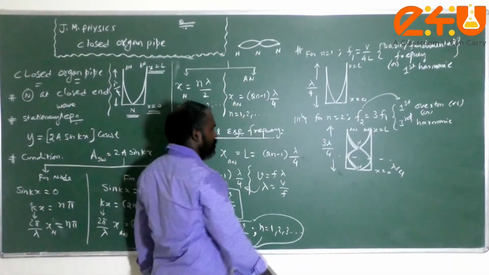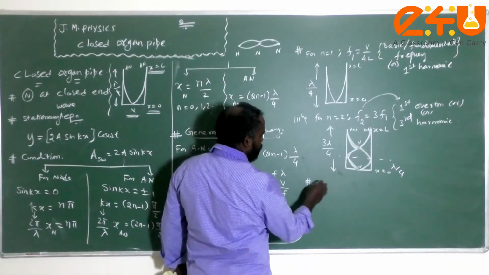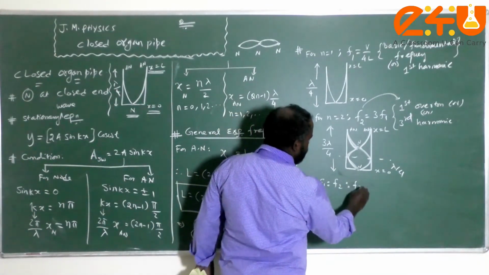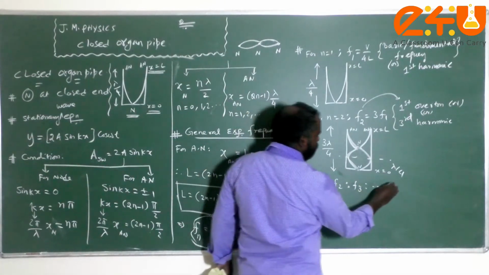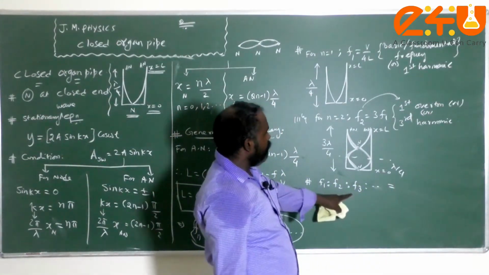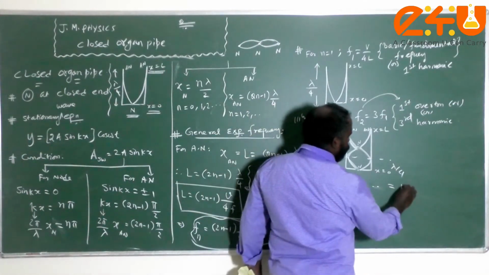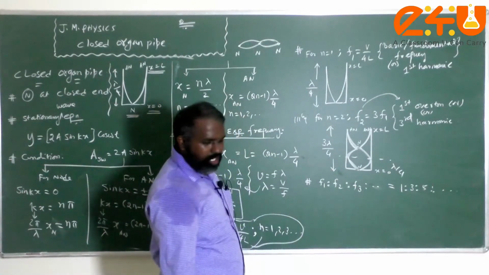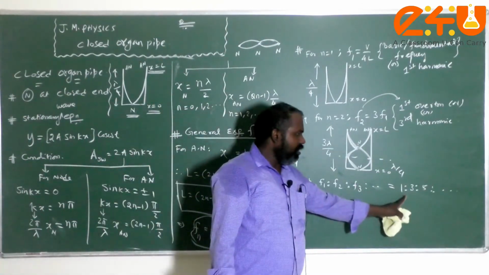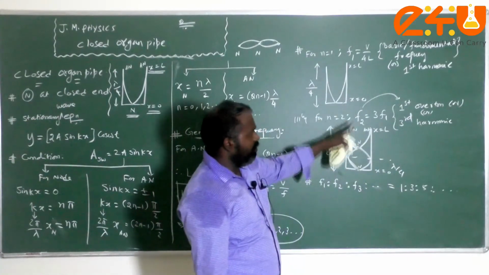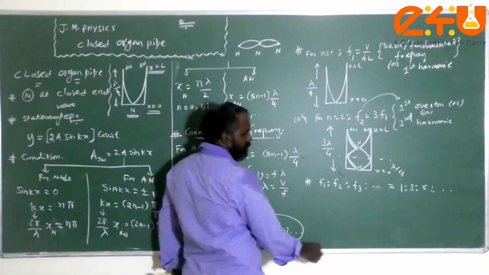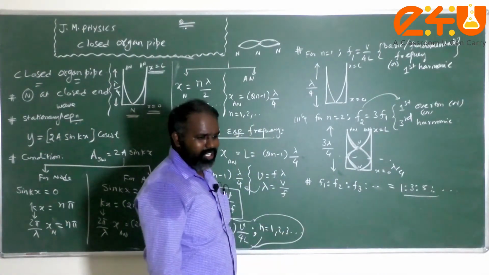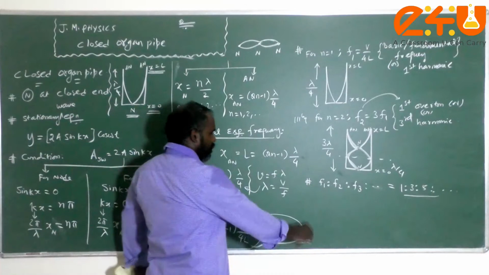Another thing is the ratio of the frequencies. The ratio can be written as F1 : F2 : F3 and so on, that is 1 : 3 : 5, etc. That means in a closed organ pipe only odd-number harmonics exist. Odd-number harmonic vibrations only exist, children. So that is another result.